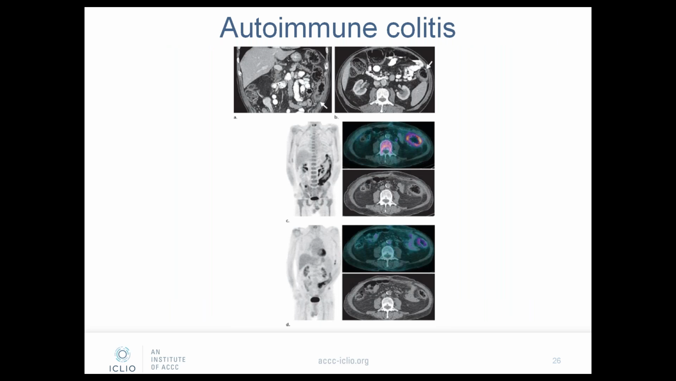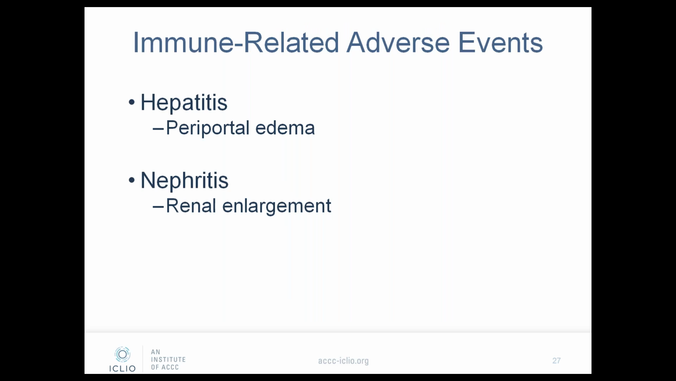Autoimmune colitis is often hypermetabolic on PET scans, so you see diffuse uptake in either a diffuse or segmental distribution in the colon, and that can resolve on subsequent scans. So you want to follow these findings on subsequent scans as well. Next slide. Other immune-related adverse events include hepatitis. We'll see periportal edema, nephritis. We'll see renal enlargement.